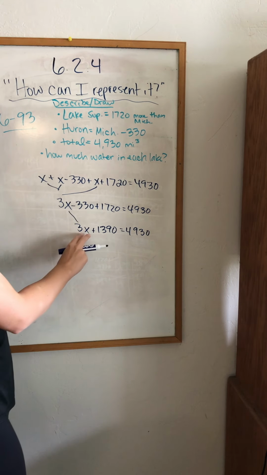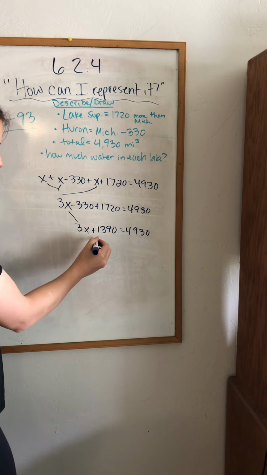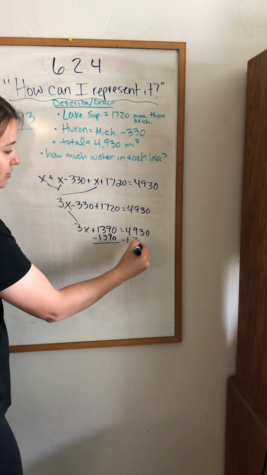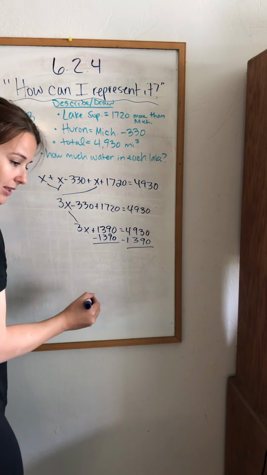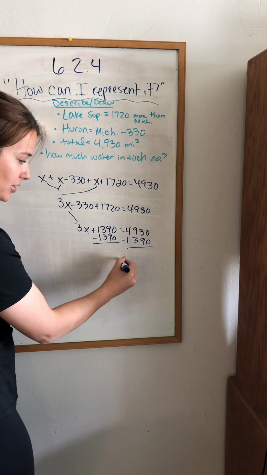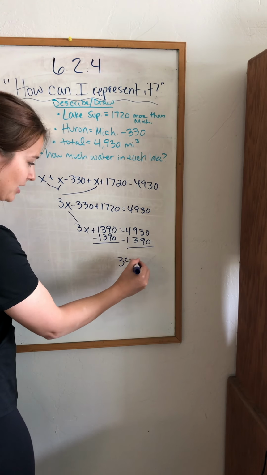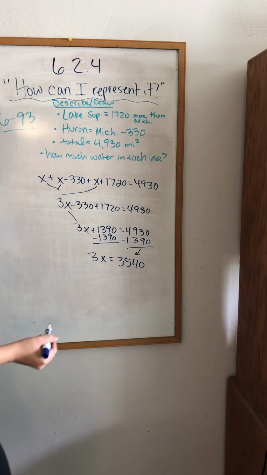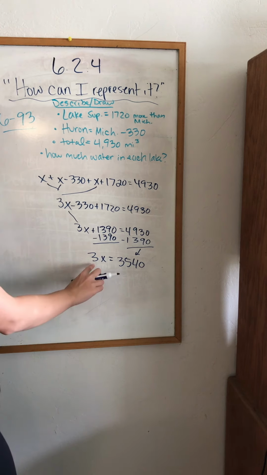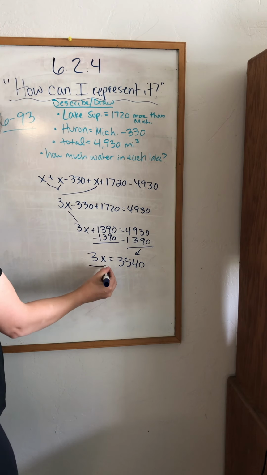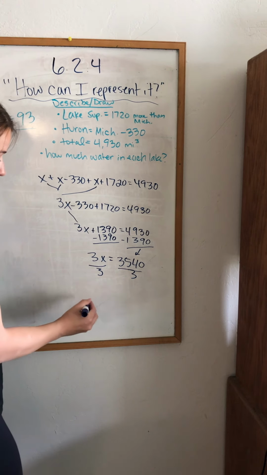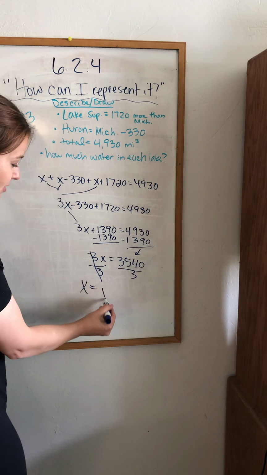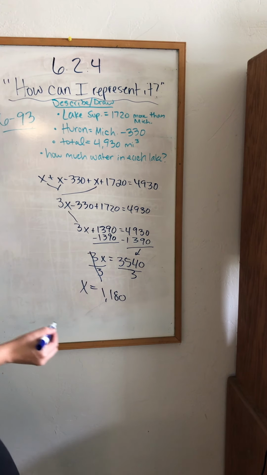And we need to get the x by itself on the left side, so I want to get rid of this 1390. And if we do that on one side, we have to do it to the other. And that came out to 3540. And 3x equals 3540. Last part is you want to undo the multiplication by dividing both sides by 3. And x is left on the left, and 1,180 is left on the right.